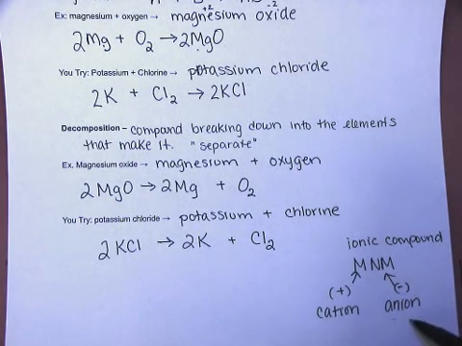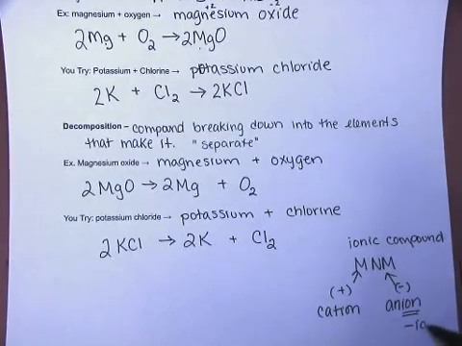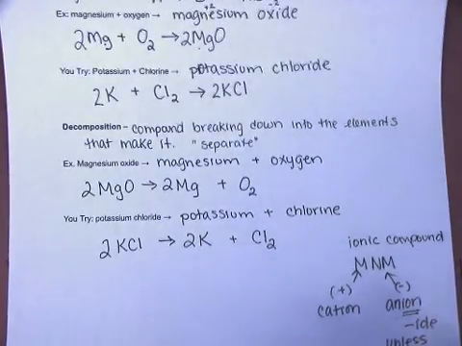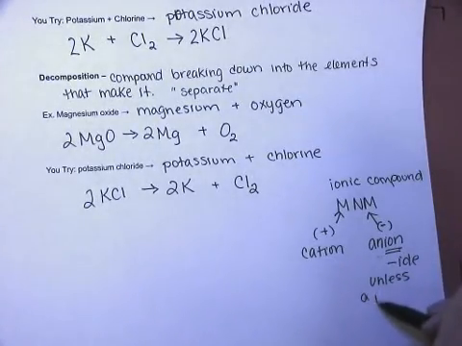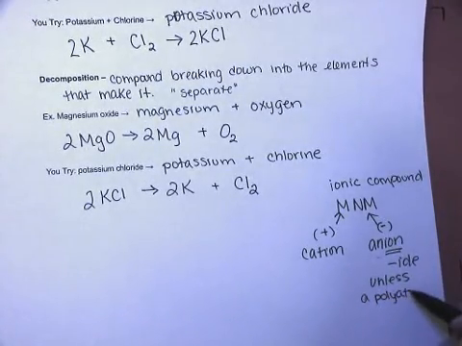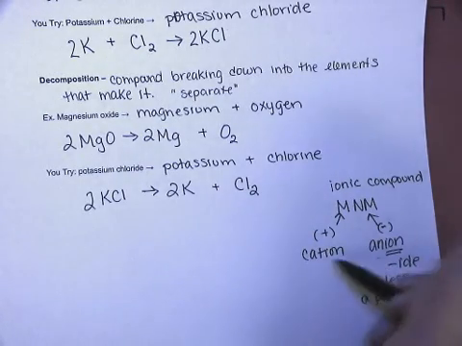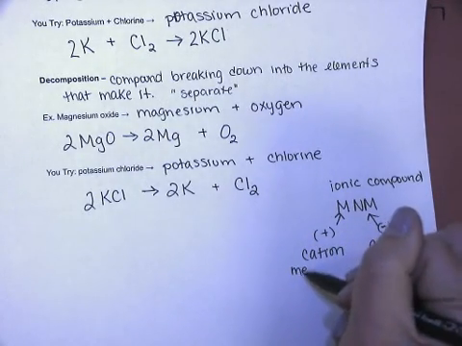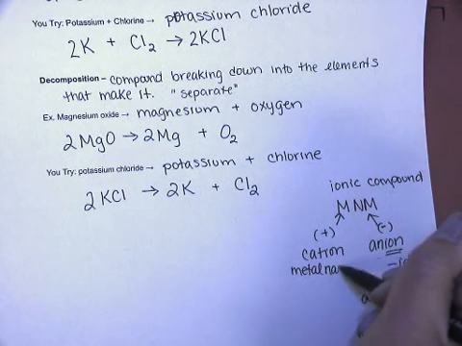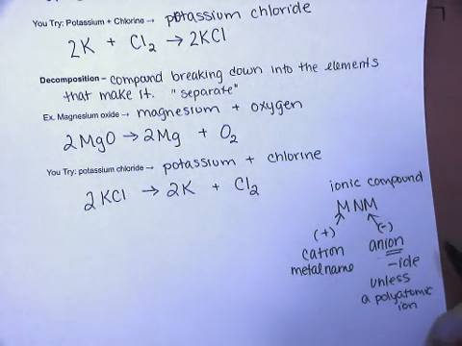Also remember that an anion ends in -ide unless it's a polyatomic ion. Cations are always named as the metal name inside of an ionic compound.